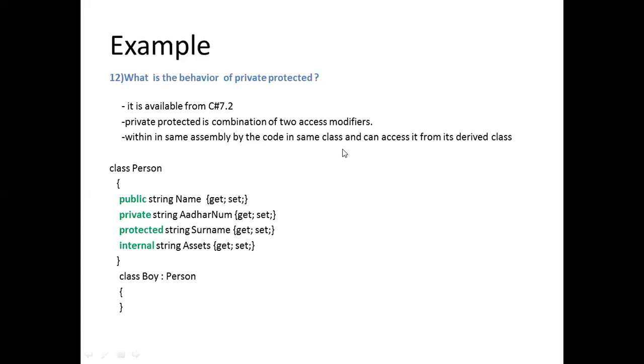What is the behavior of private protected? It is available from C# 7.2. It is the very latest one. Private protected is a combination of two access modifiers: within the same assembly, it can be accessed by code in the same class, and from its derived classes.